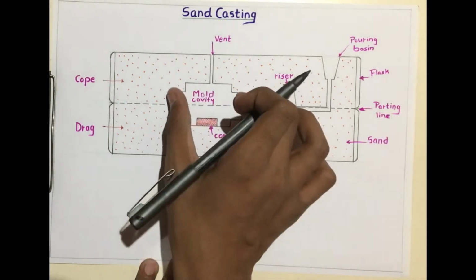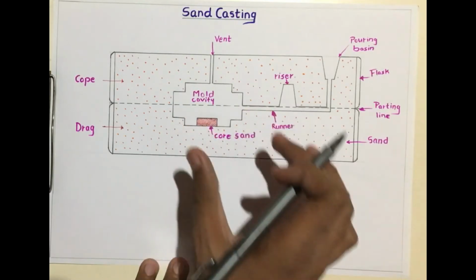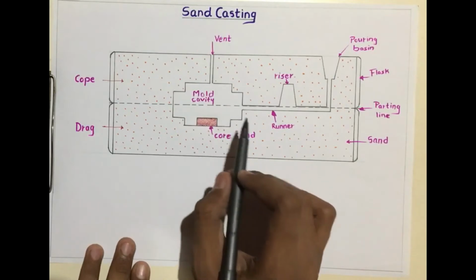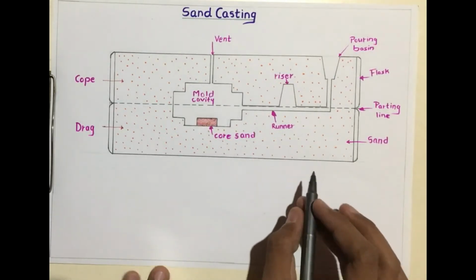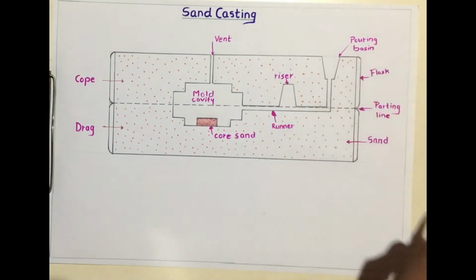So here the pattern is placed and after removing the pattern we get the mold cavity inside this. Then now we will see what are the different terms involved in this sand casting.